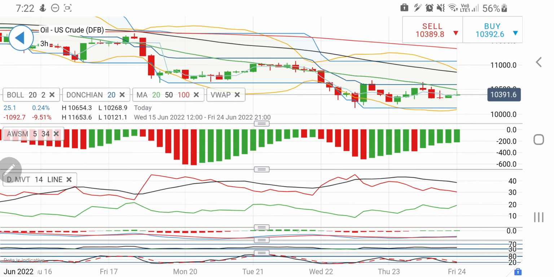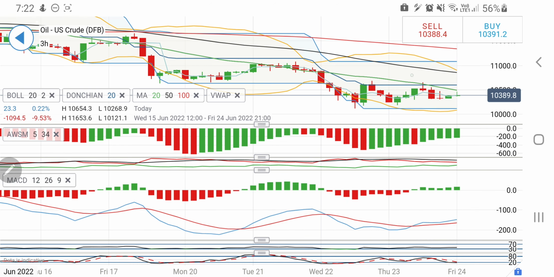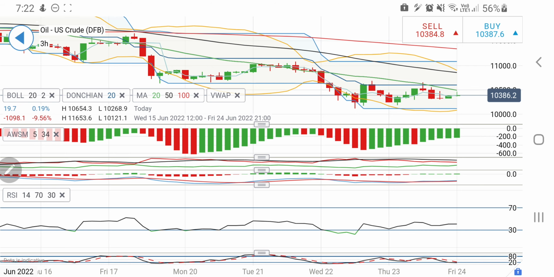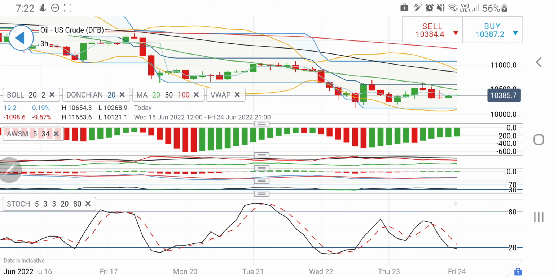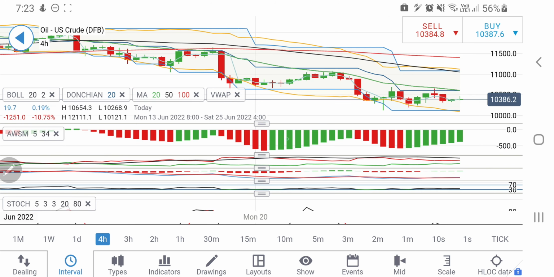Oscillators trading in the sell zone. Directional movement bearish. MACD is bullish here, trading green, and it is divergent. RSI flat. Stochastic at the bottom, or the oversold levels, indicative that it may try to bounce back.